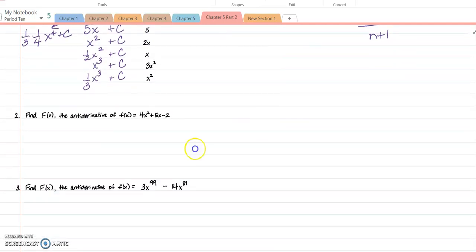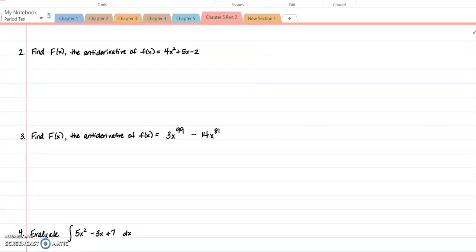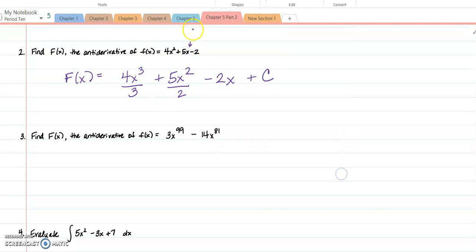So number 2, find F, the antiderivative of little f equals 4x squared plus 5x minus 2. So when you're finding the antiderivative of something that's adding and subtracting, you're allowed to just find the antiderivative of each and then string them together. So this will come from 4x cubed over 3 plus 5x squared over 2 minus 2x, and throw on that plus c. All I'm doing is using the rule that we just established, that the exponent has to add 1, and you also have to divide by that exact same number.